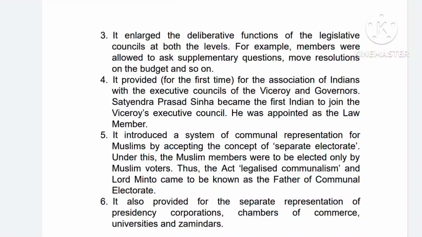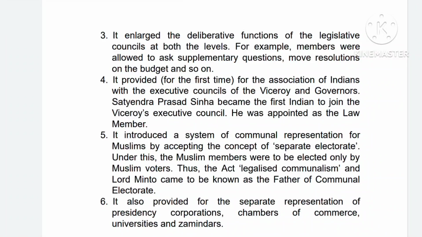Number 4. It provided for the first time for the association of Indians with the executive councils of the Viceroy and governors. Satyendra Prasad Sinha became the first Indian to join the Viceroy's Executive Council. He was appointed as the law member.